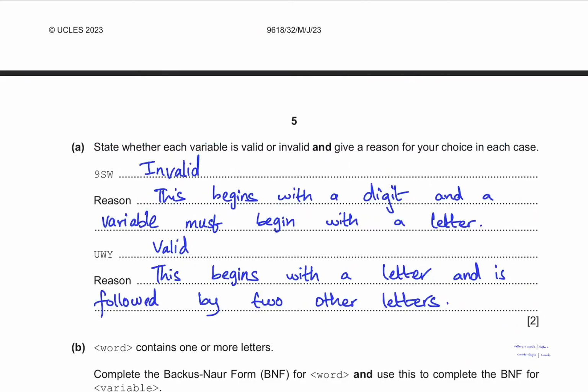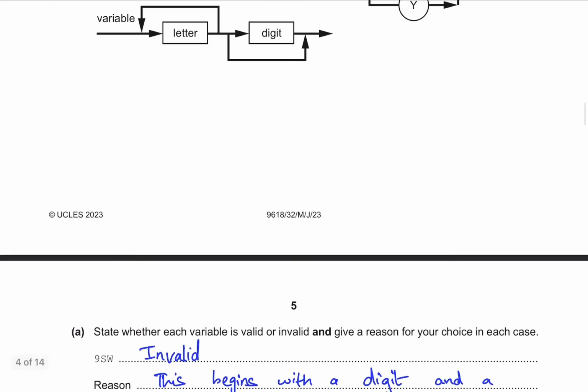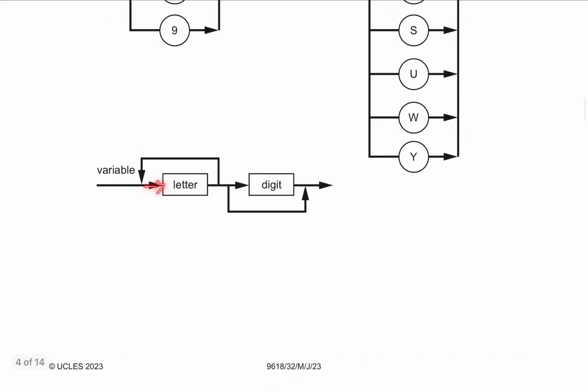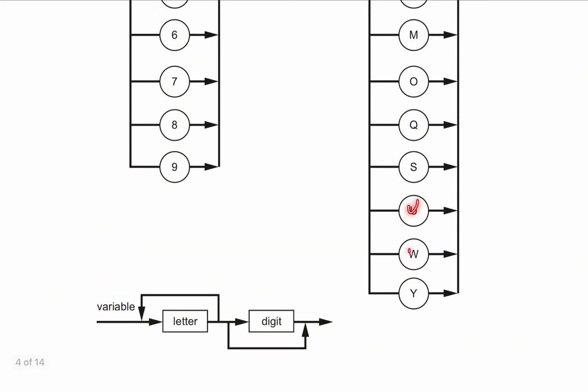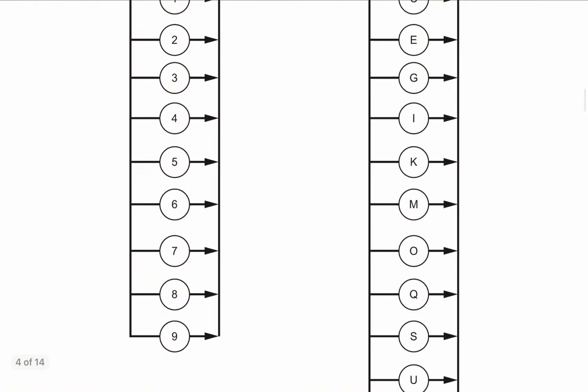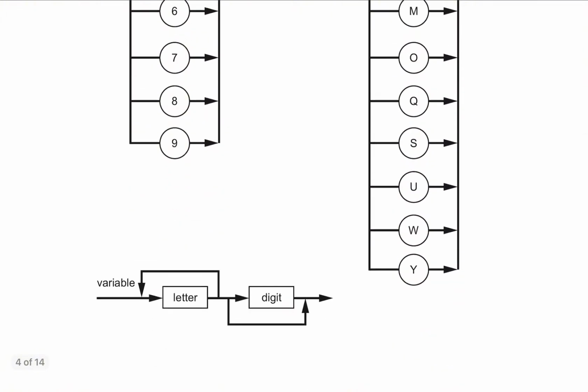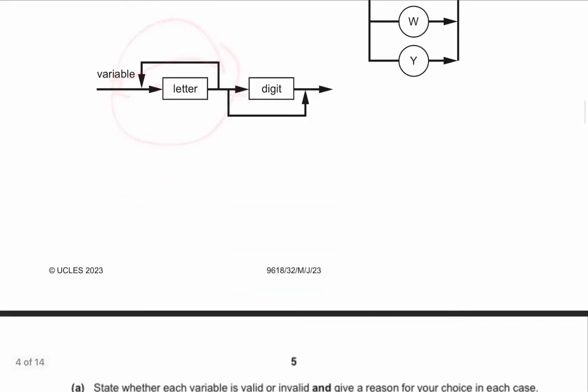See, this is invalid. Why? This is the reasoning, and you have to give the reasoning as well. This begins with a digit and a variable must begin with a letter. UWY is valid. Why? Because the letters are in the range U, W and Y, and a letter will be repeated, so two letters come before moving on to the digit.